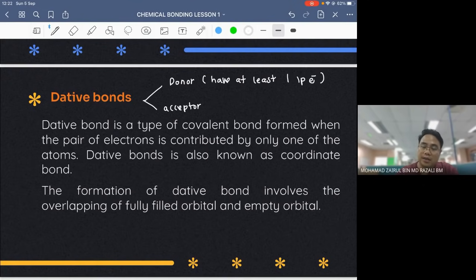Dan the requirement for the acceptor, dia must have an empty orbital. Dia mesti ada orbital yang kosong supaya dia boleh terima kedua-dua elektron. Then dative bond is another type of covalent bond that forms when they share a pair of electrons from the donor atom to the acceptor. Dan donor atom, awak kena ingat, mesti ada at least satu lone pair. The acceptor dia mesti ada empty orbital.